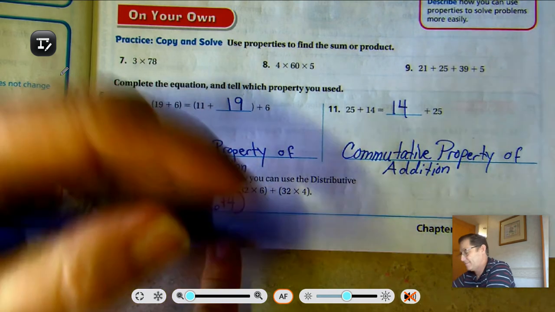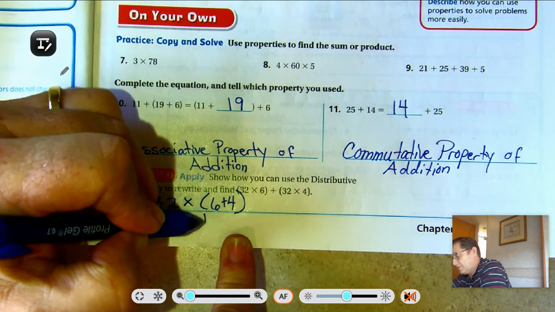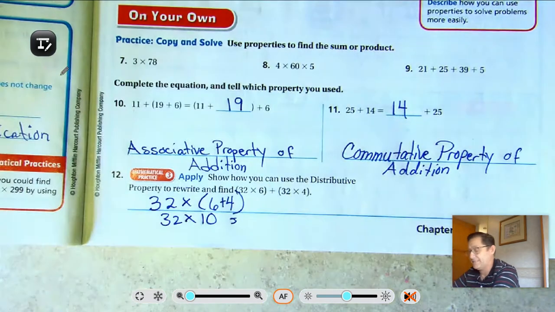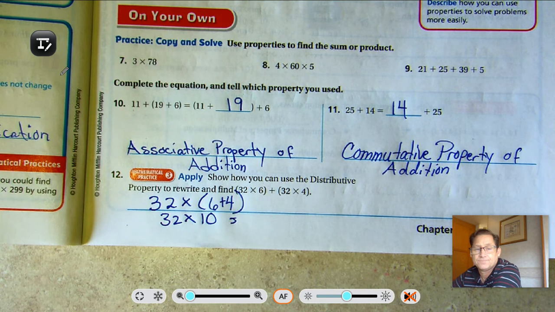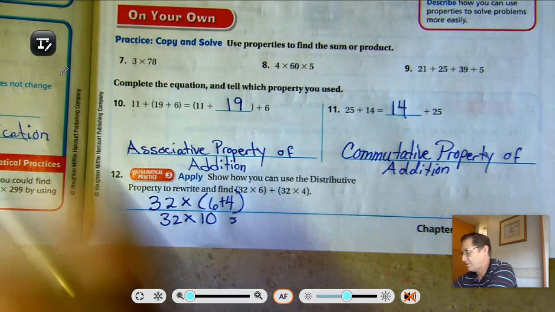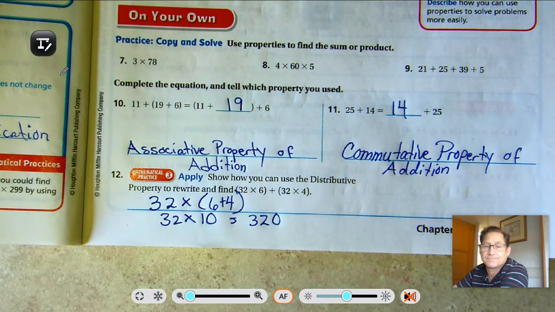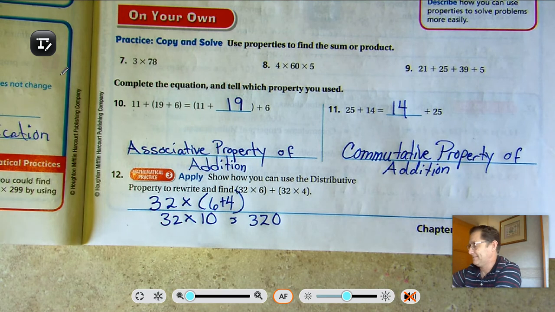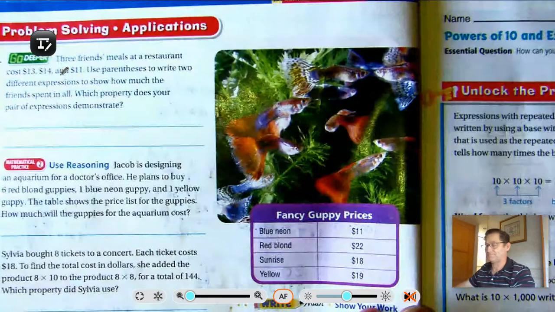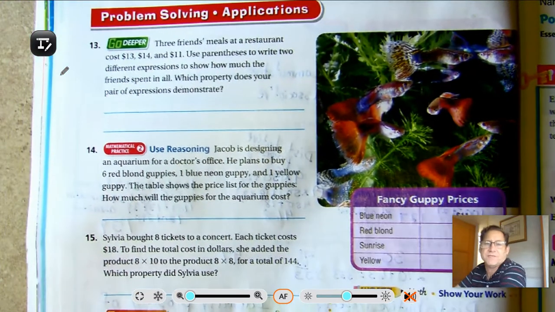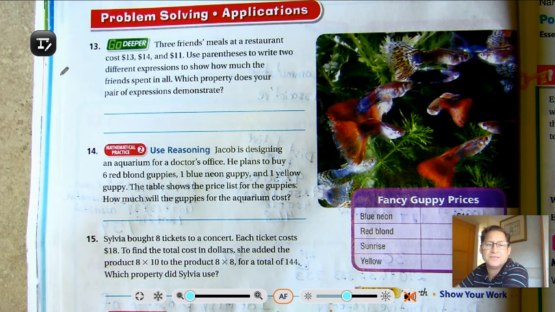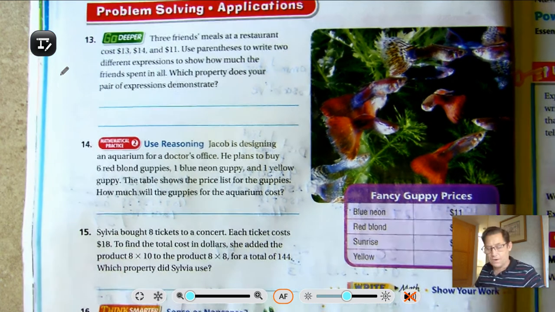It's easy to multiply a number by 10. So 32 times 10 is easy. 32 times 1 is 32. So we have 32 tens, or 320. Okay, number 16. Sorry, page 16, number 13. All right. Three friends' meals at a restaurant cost $13, $14, and $11. Use parentheses to write two different expressions to show how much the friends spent in all. Which property does your pair of expressions demonstrate? All right, so 13.